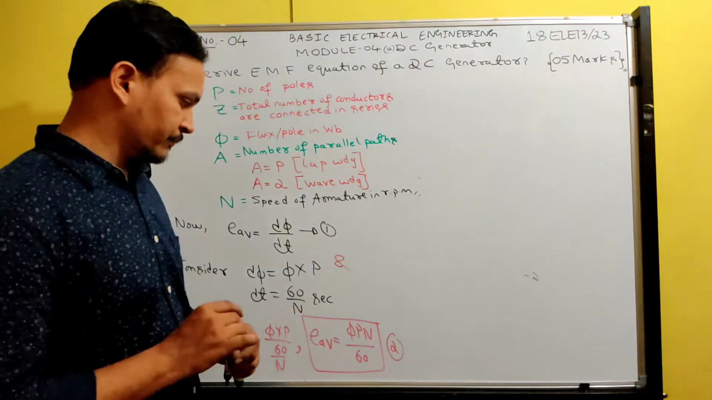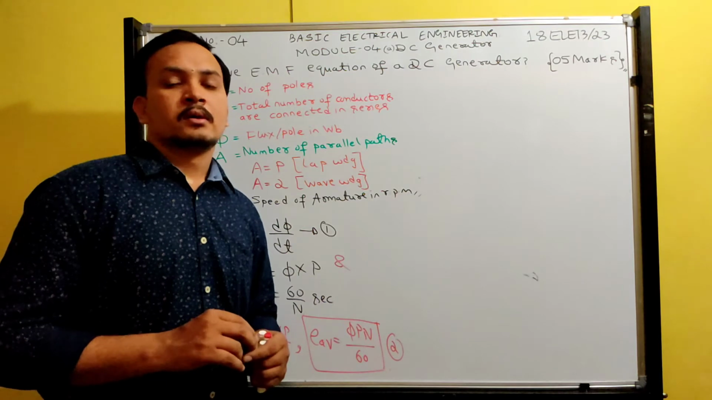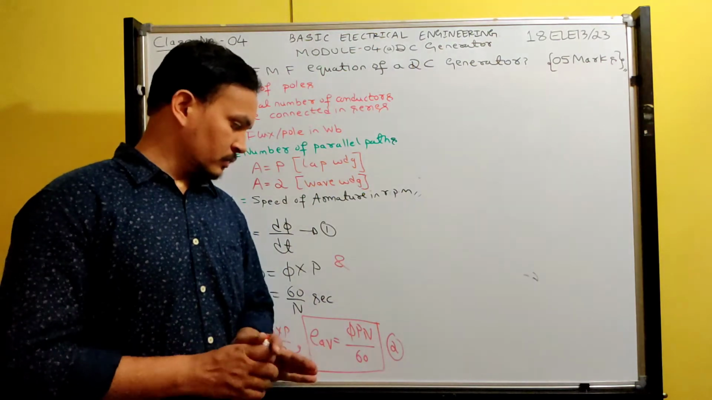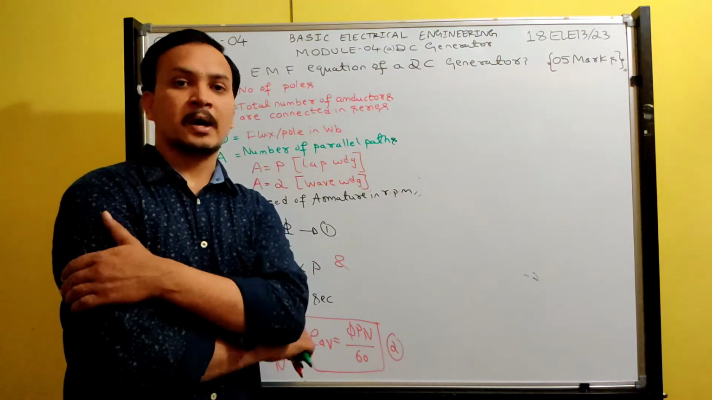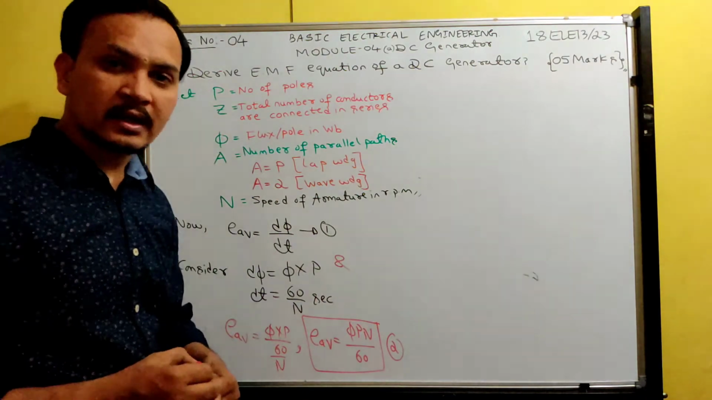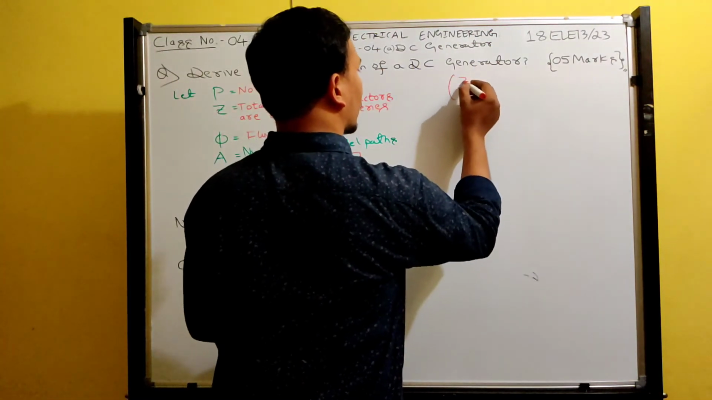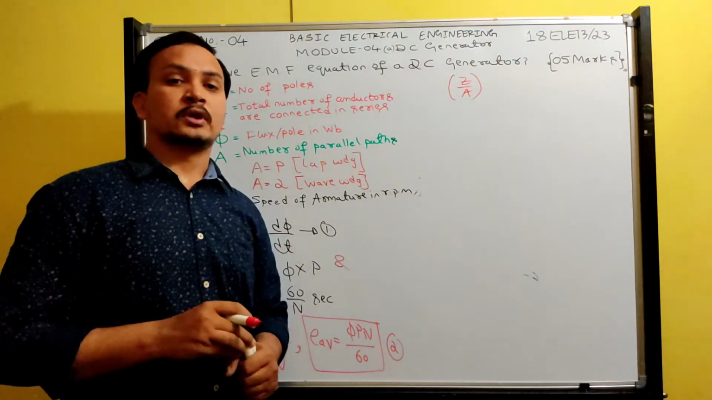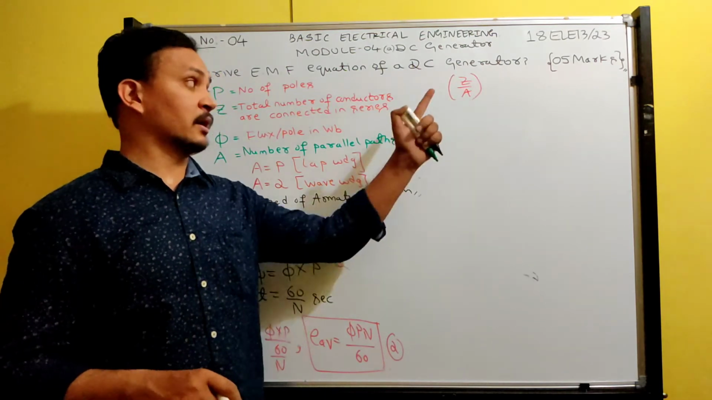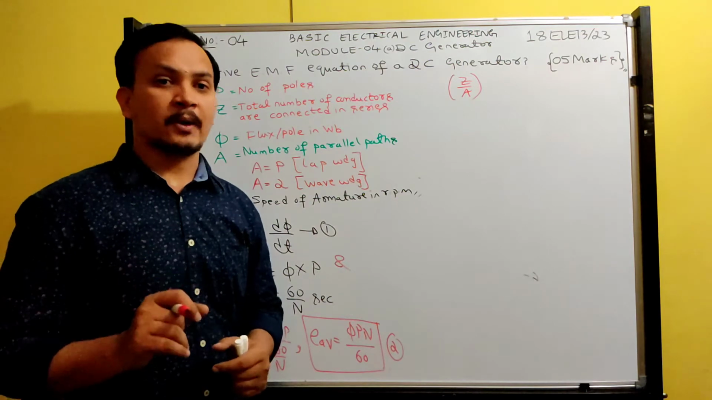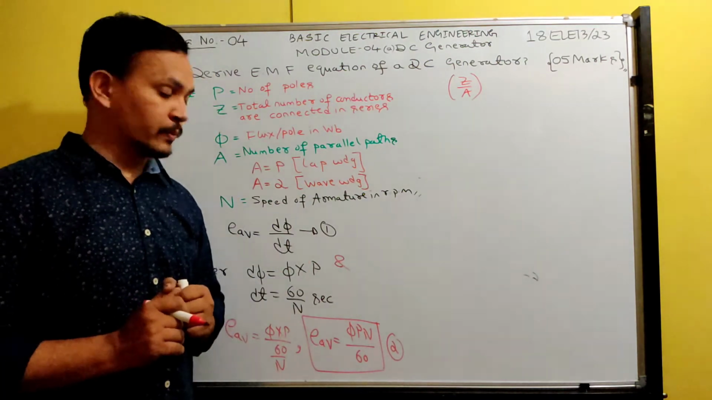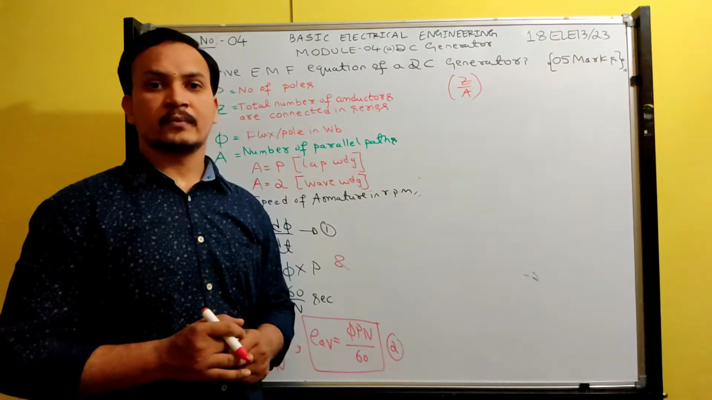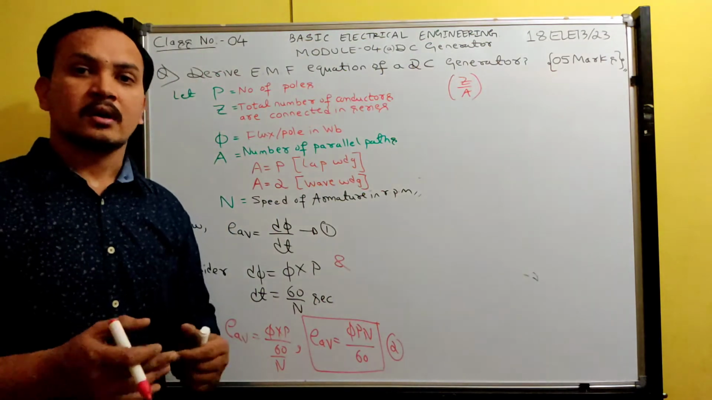Therefore, the total number of conductors per path, within the bracket write down Z by A conductors. The total number of conductors per path, Z by A, should be multiplied with equation 2 to get the total EMF generated or induced.